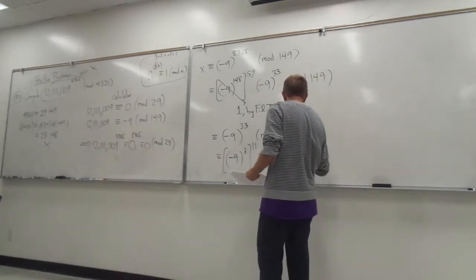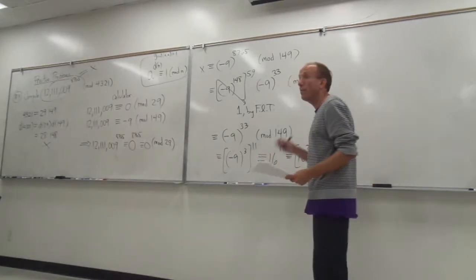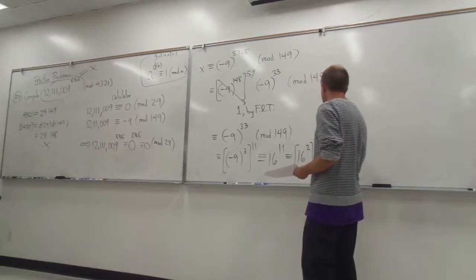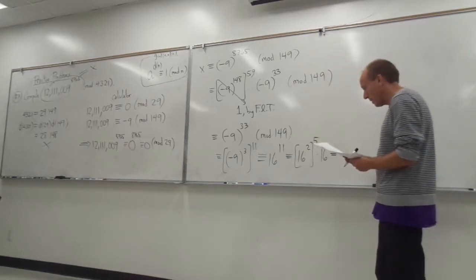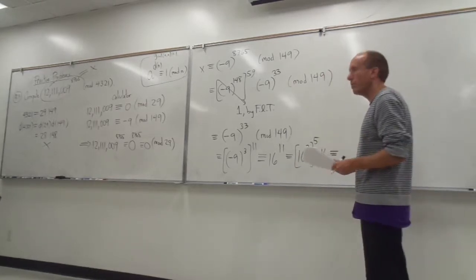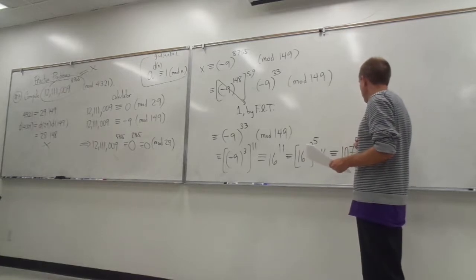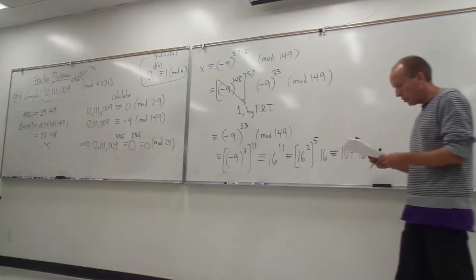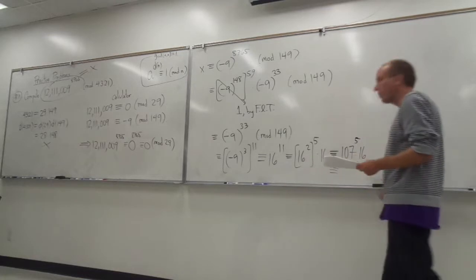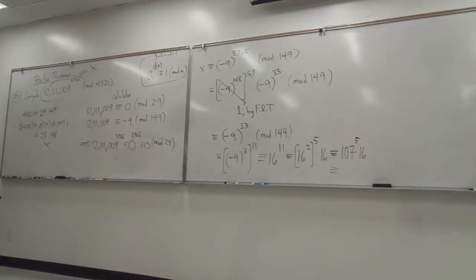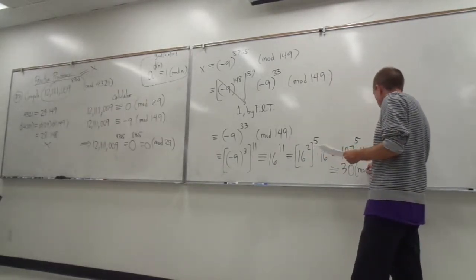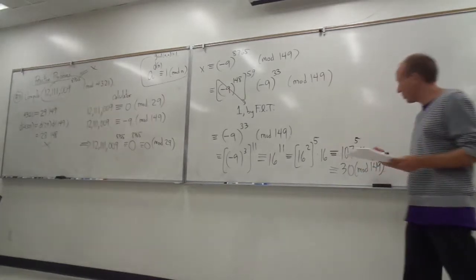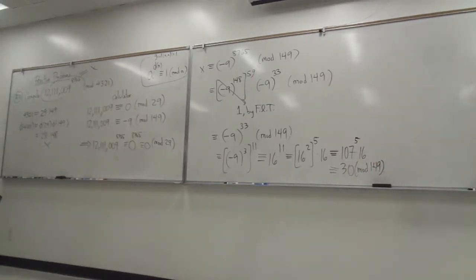16 squared, that's going to be 256, right? That would then be raised to the 5th with another 16 on the end of it. 256, relative to 149, would be 107. So 107 to the 5th times 16. So you just start playing around with your calculator for a while. 107 to the 5th, now you can probably put that in your calculator. And the final answer, when you simplify this, comes out to 30. So if my notes are right, which I hope they are, it comes out to 30 at that point.